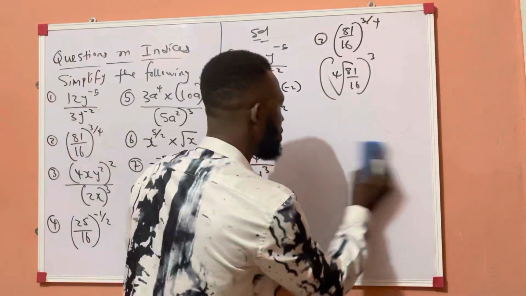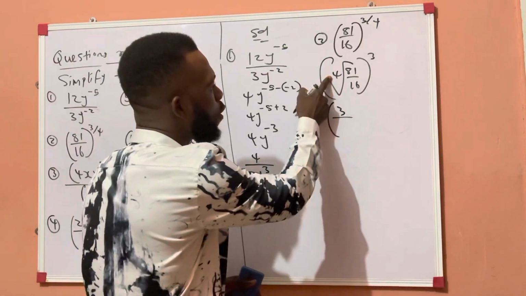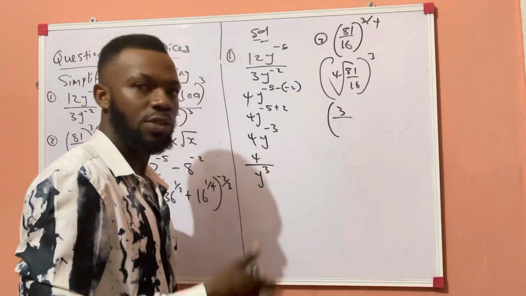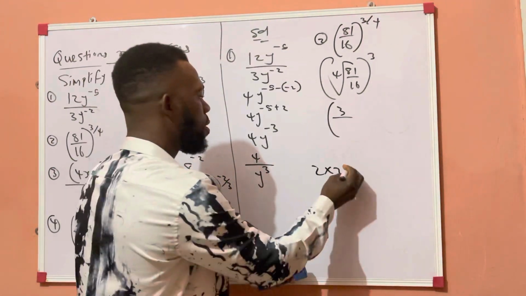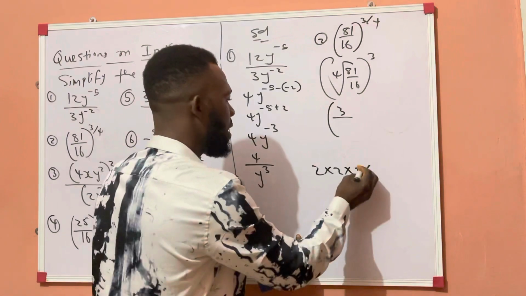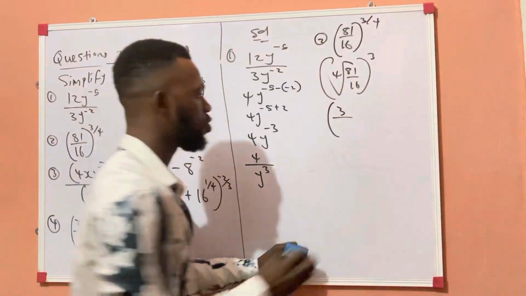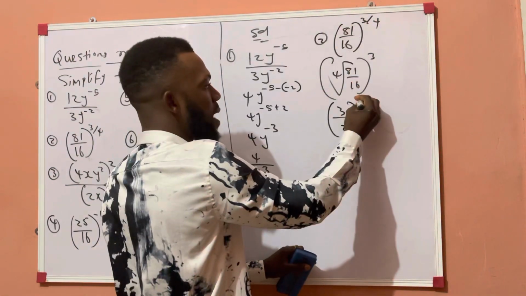So here it becomes 3 over. Now, what's the 4th root of 16? Again, what will you multiply 4 times to get 16? I believe that is 2. 2 times 2 is 4, 4 times 2 is 8, and 8 times 2 is 16. So it means the 4th root of 16 is 2. So here becomes 2 raised to the power. What is my numerator? My power now becomes what?